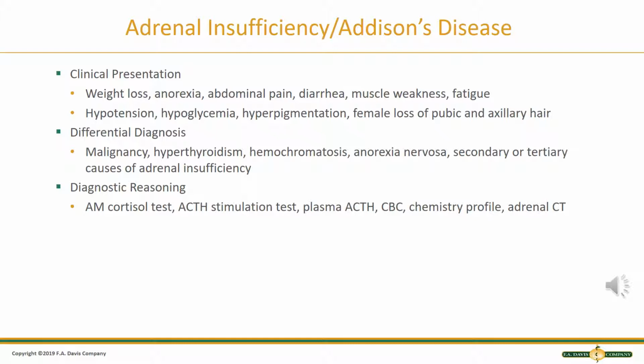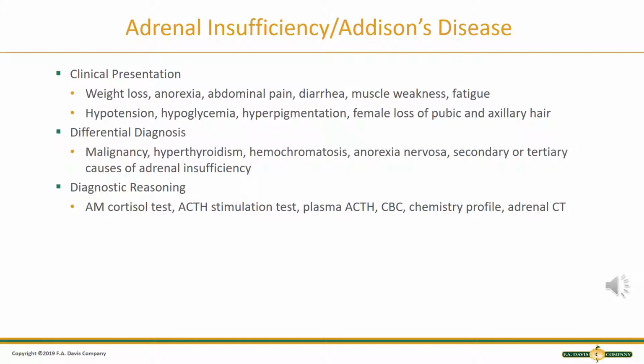You follow this up with a plasma ACTH level, and this can help to differentiate between at least Addison's and the other forms. If your plasma ACTH is greater than 100 picograms, this points to a primary adrenal insufficiency or Addison's, and if your value is between 20 and 100, it basically just excludes Addison's.